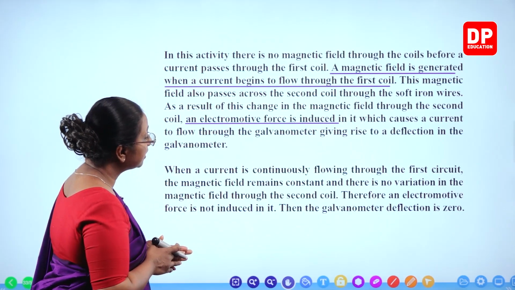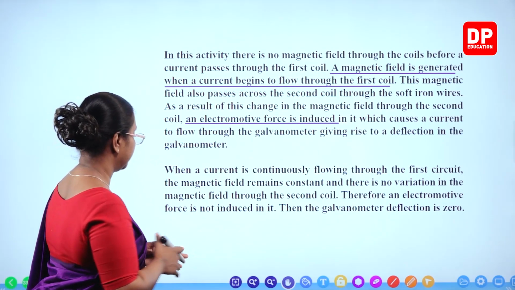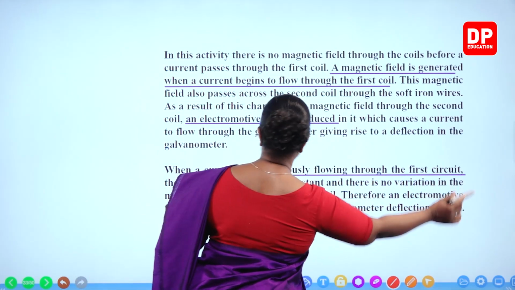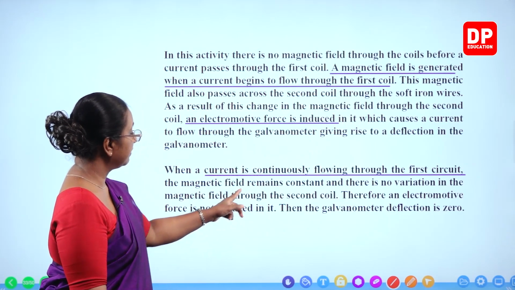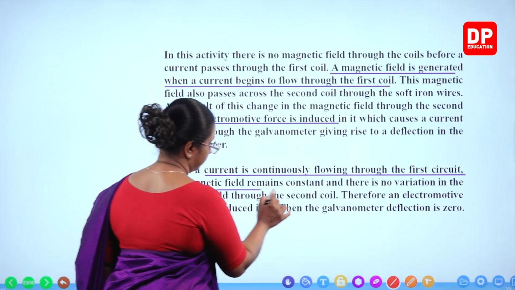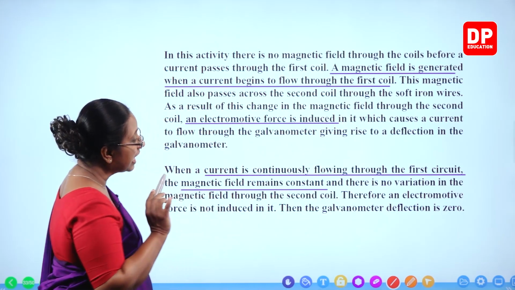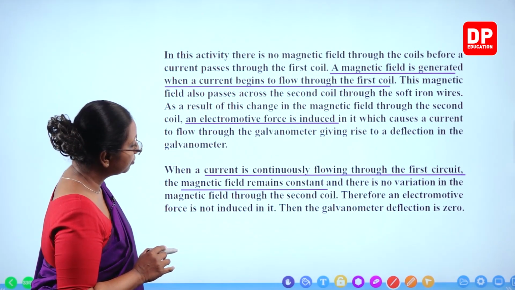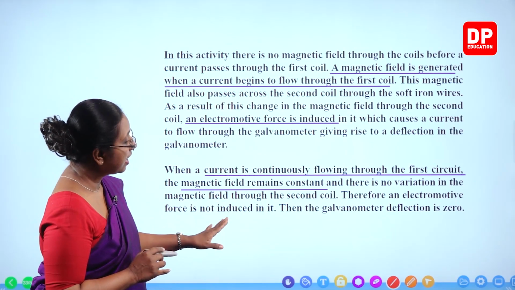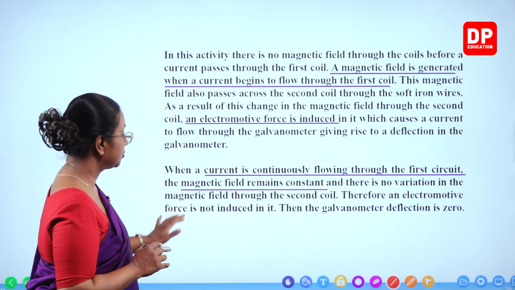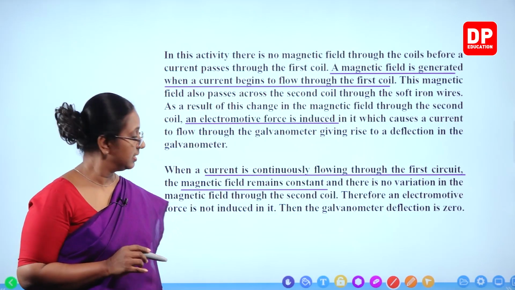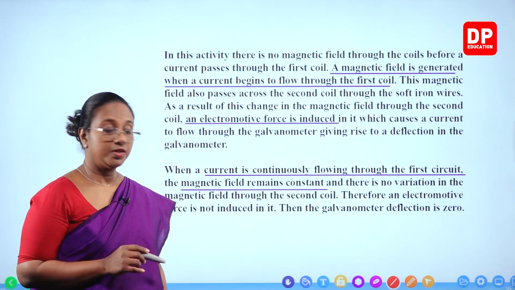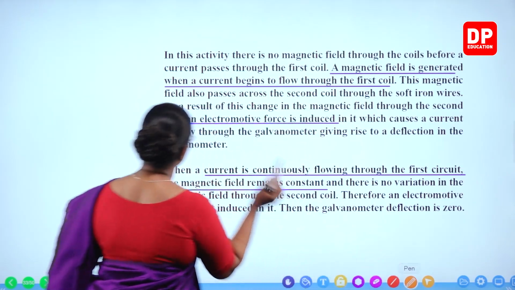When a current is continuously flowing through the first circuit, the magnetic field remains constant. I told you all this. And there is no variation in the magnetic field through the second coil. Therefore, an electromotive force is not induced in it. Then the galvanometer deflection is 0. So, these are the observations.